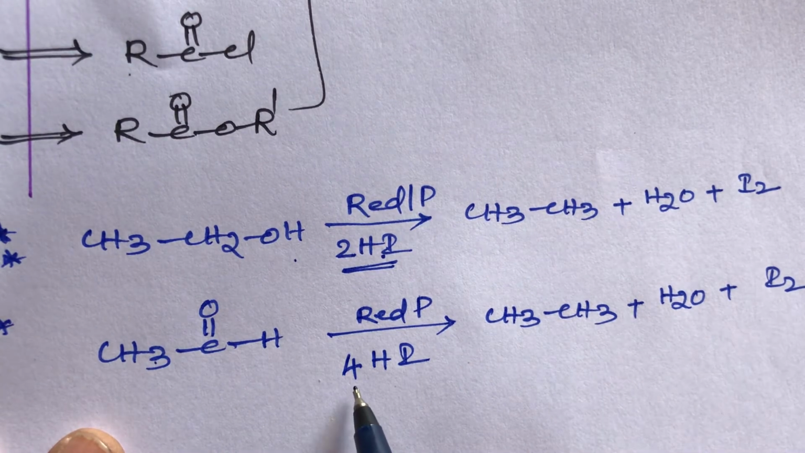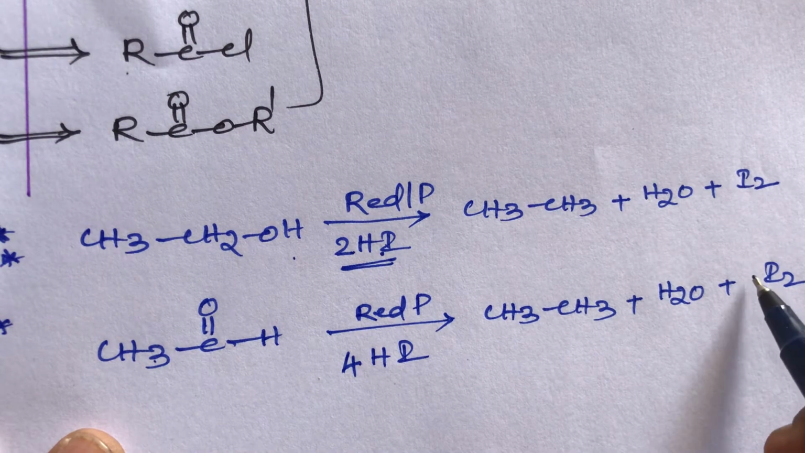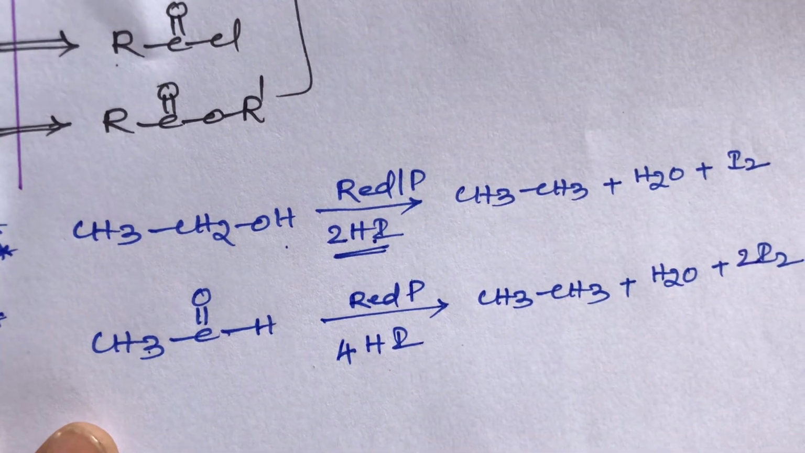Here 4 moles of HI, hydrogen iodide, are involved. So here 4 hydrogens are there, take 2 moles of hydrogen. So now everything is balanced, student.